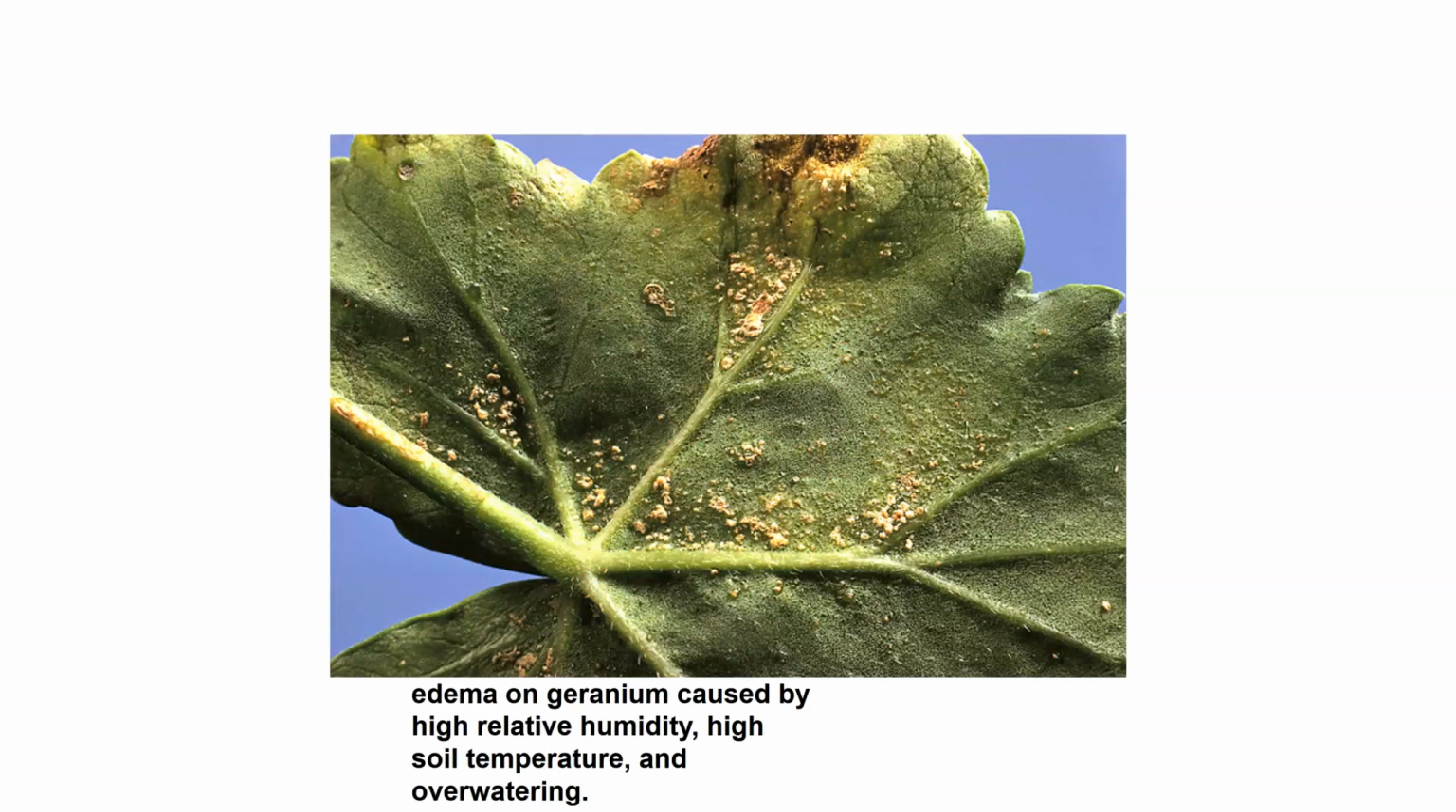This shows edema on geranium caused by high relative humidity, high soil temperature, and overwatering. Too much water is just as bad as too little water. You can see the edema on here where you've got this type of puckering of the tissue. Where it's brownish, it means that it's not going to have proper cuticle, which means it's going to be subjected to drying out.